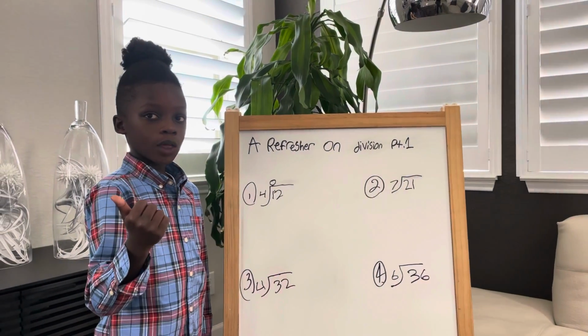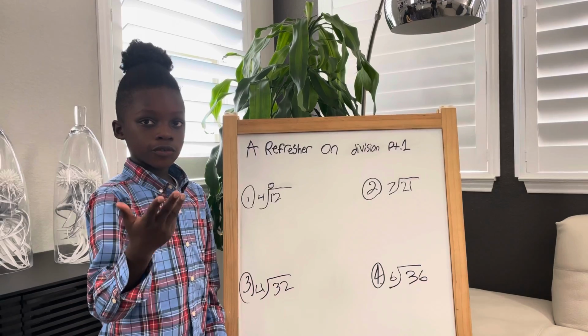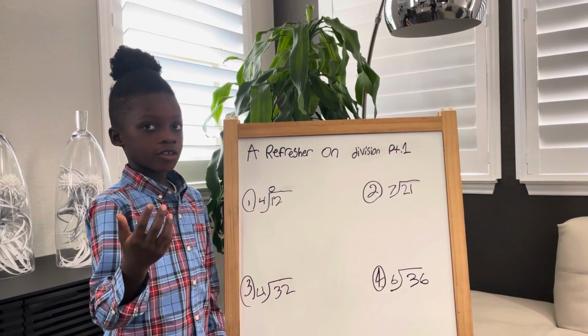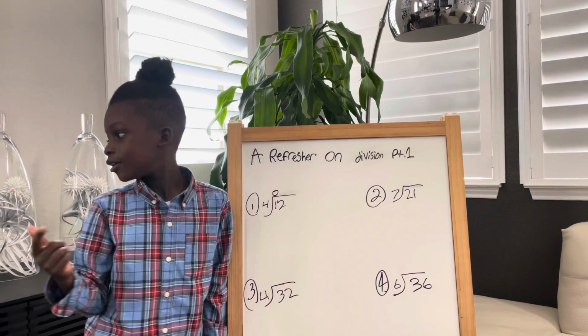4, 1, 2, 3, 4. 4 plus 4 is 8. So 8. And then you add 4 more.